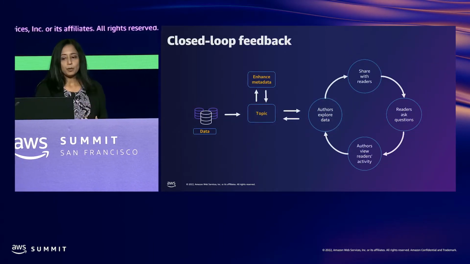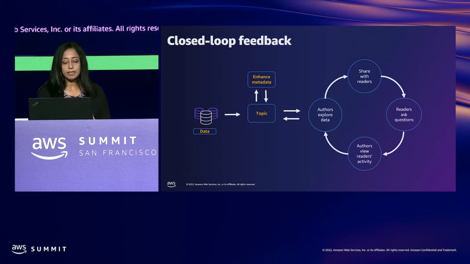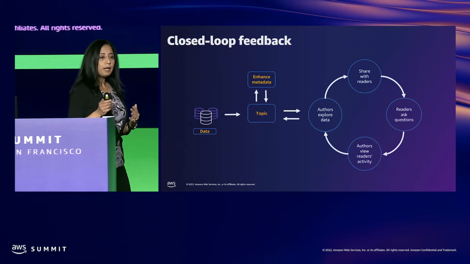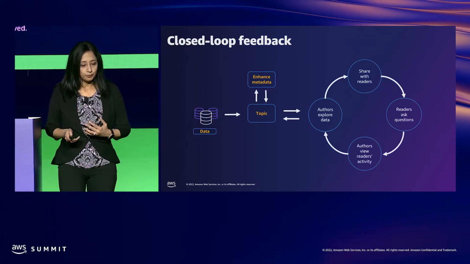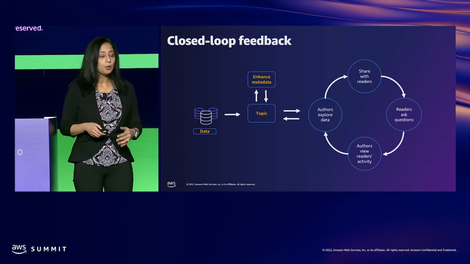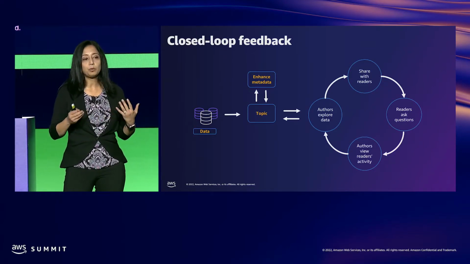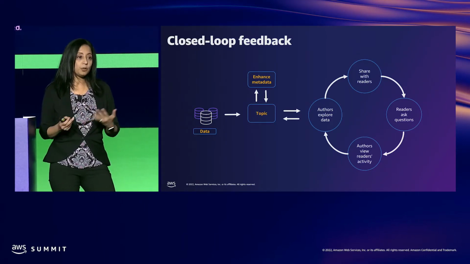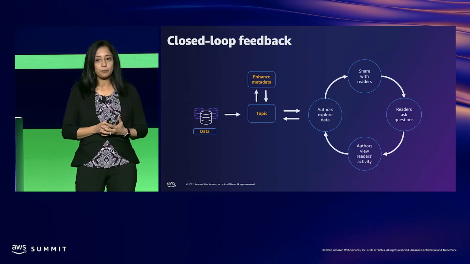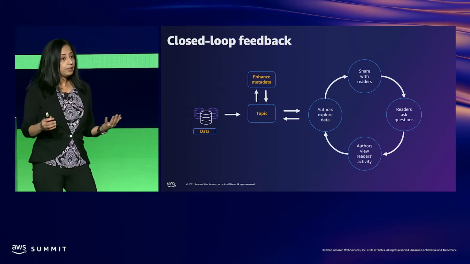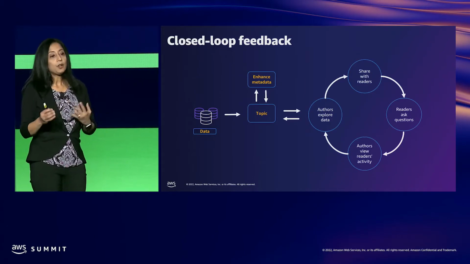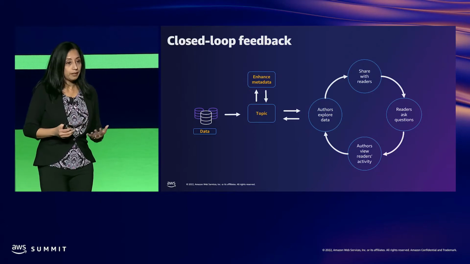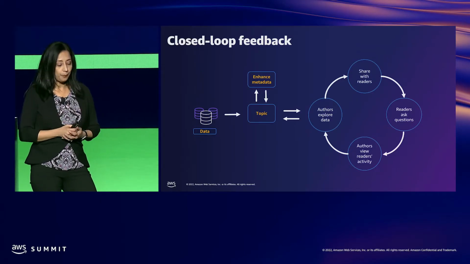There is also a feedback loop experience built in between the two main personas of Q. So you have the author, who is the content creator. In today's world, the author creates dashboards, reports. And then you have the reader who consumes those dashboards and reports. In the land of Q, an author creates what's called a topic. A topic is built on a data set.